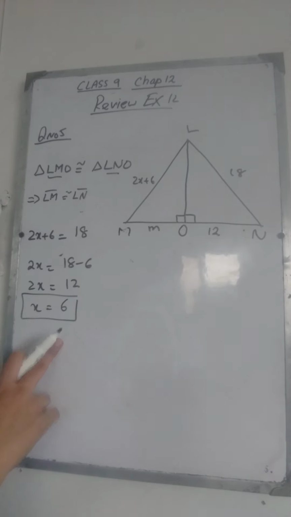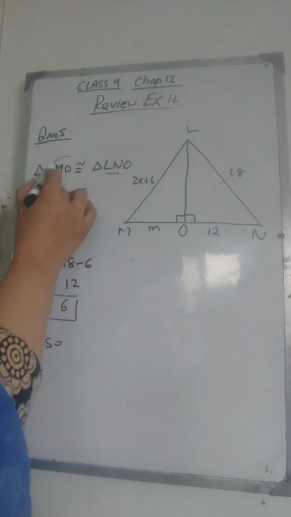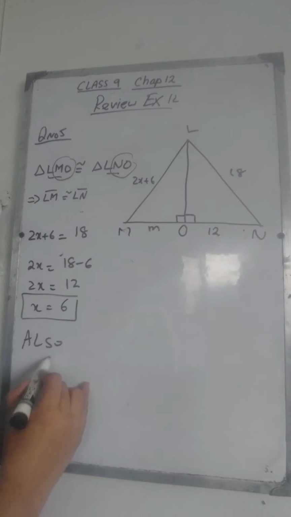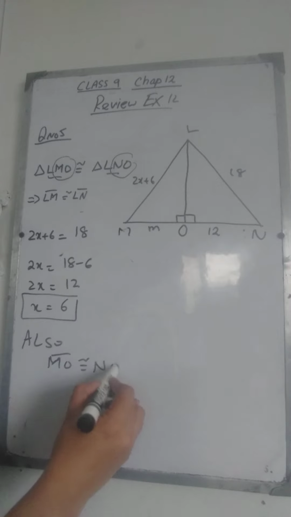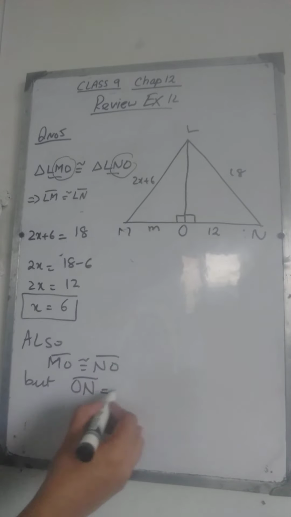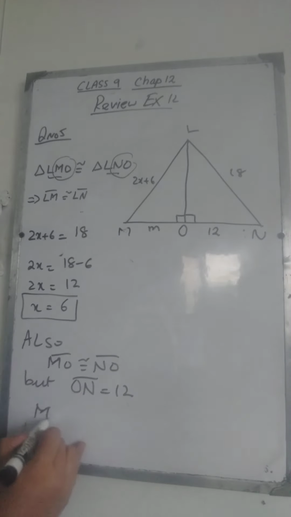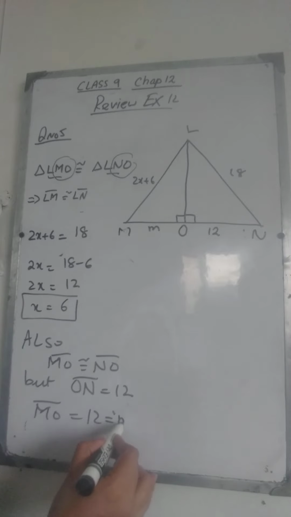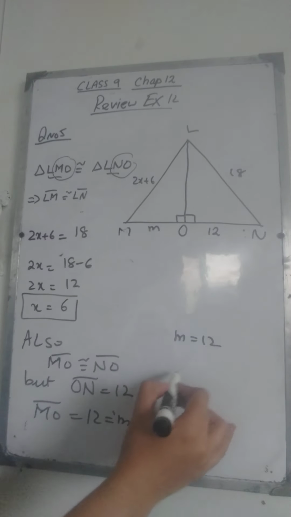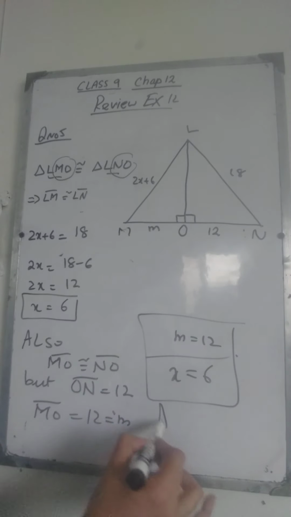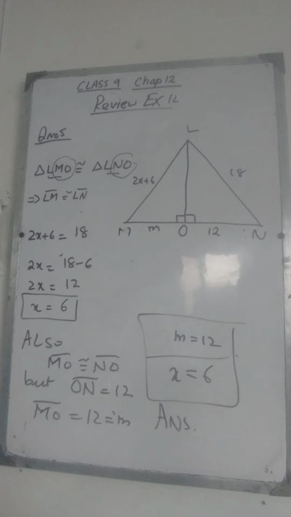Also, as the two triangles are congruent, this means that MO will be congruent to NO. But NO, or ON, is equal to 12. Therefore MO, which is equal to NO, will also be 12. So it means that the value of m is equal to 12 and the value of x is equal to 6. So this is the answer of this question.